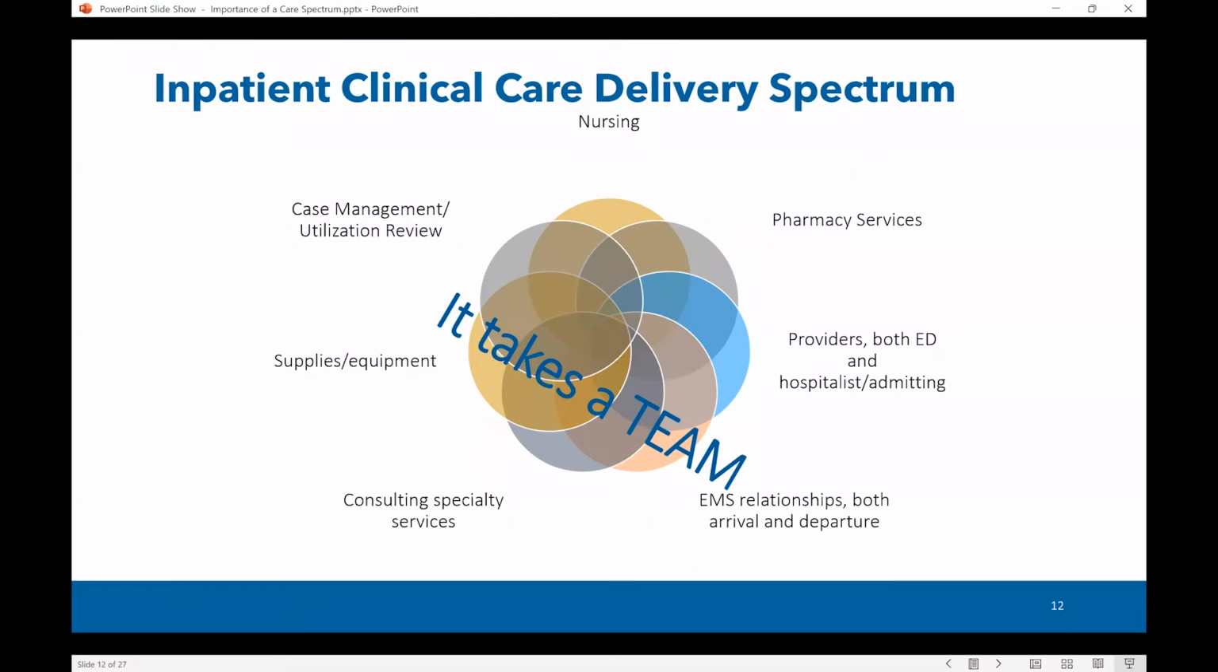So you need to involve, of course, nursing, your pharmacy services, your providers. They are very key because we need provider buy-in. EMS, consulting specialty services, if you have those. We need someone that represents all of our supplies and equipment so that when we're going through the process of really analyzing what patients can be cared for, we know that we have the appropriate supplies and equipment that we need. And then case management and UR.